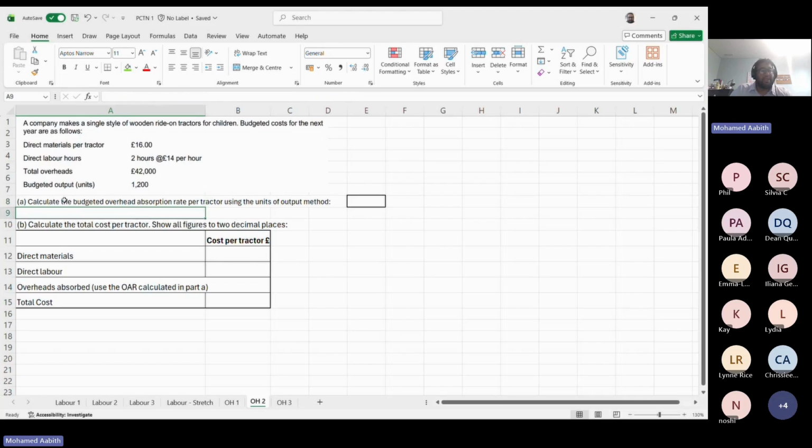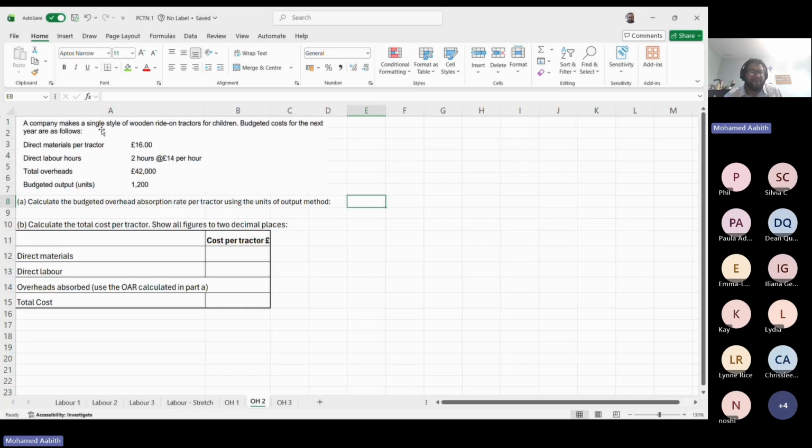So they're saying here, calculate the budgeted overhead absorption rate using the units output method. So if I'm going to do the units output method, what is the formula? The formula is budgeted overheads divided by budgeted activity. Budgeted activity here in this scenario is the number of units. It is only possible if you use only one type of product. So that means everything you do is exactly the same. So this company makes a single style. That means they don't do anything else. Their job is the same thing, producing the same thing over and over again.